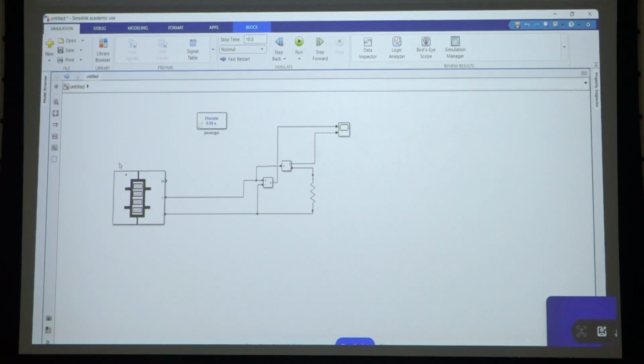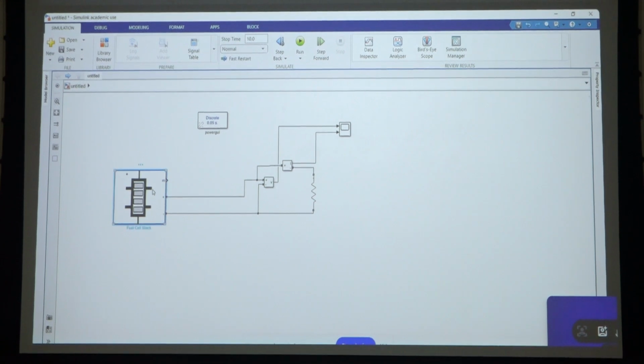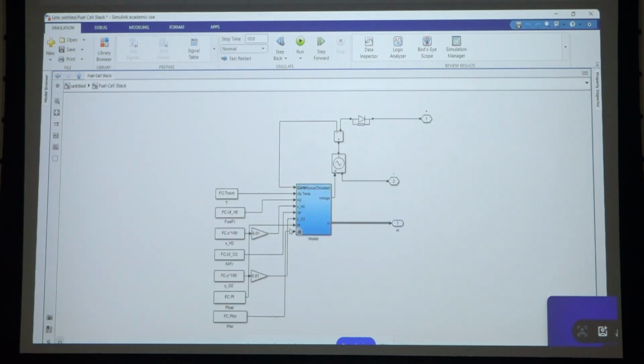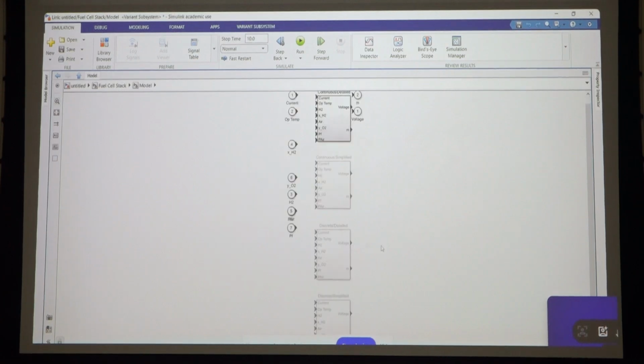If this is the block, how can this block be built? You just right click, then go to Mask, Look Under Mask. It is basically based on mathematics. All the inputs are given here. You see the pressures and all the other things. So this is the model.